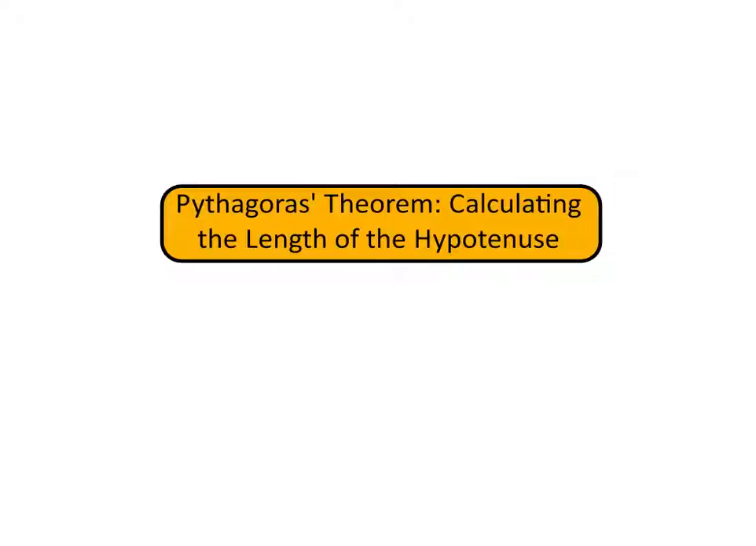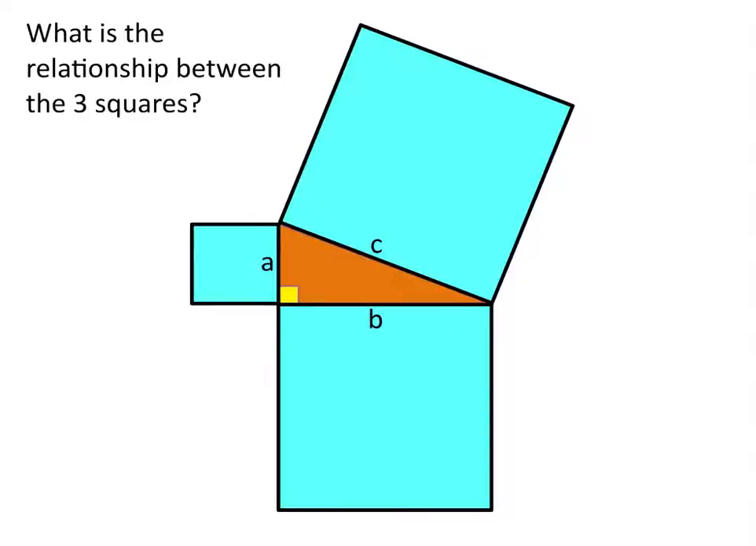So in this lesson, we're going to look at Pythagoras' theorem for the first time, and we're going to investigate how we use it to find the length of the hypotenuse of a right-angled triangle. So first of all, we need to have a think about what Pythagoras' theorem actually is.